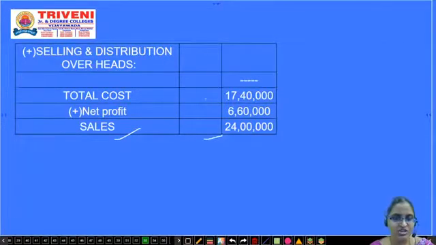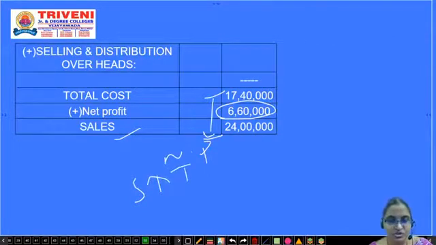The total cost was 17 lakhs 40,000. The difference between these two items, 6 lakhs 60,000, is treated as the net profit, because the selling price was higher than the total cost. So 24 lakhs minus 17 lakhs 40,000, you got 6 lakhs 60,000 as the net profit.